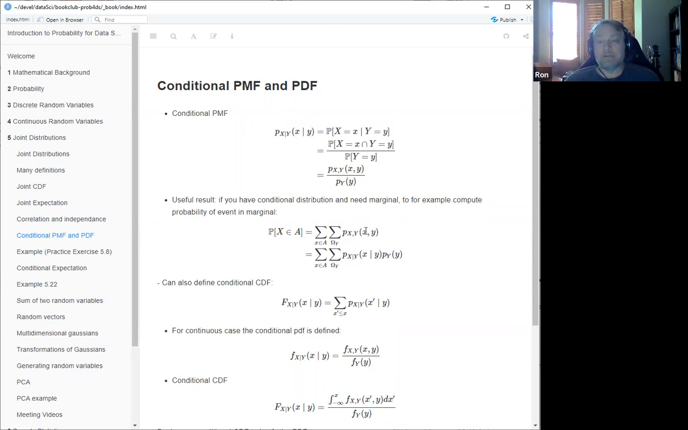But often you don't have the joint distribution. You might have the conditional distribution, but you can rewrite this joint distribution as this conditional distribution times, again, just using this definition up here, right? Probability of X given Y times the probability of Y.